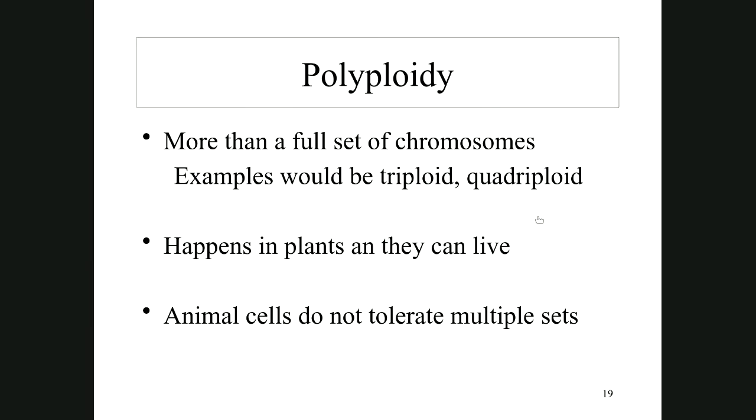Some plant cells can live with multiple sets. Some plant organisms can live with polyploidy. Strawberries are octoploid. They have 8 sets of chromosomes, and they are fine. I think lettuce is another one that's polyploid. So it happens in plants and they can live. Animal cells do not tolerate multiple sets.